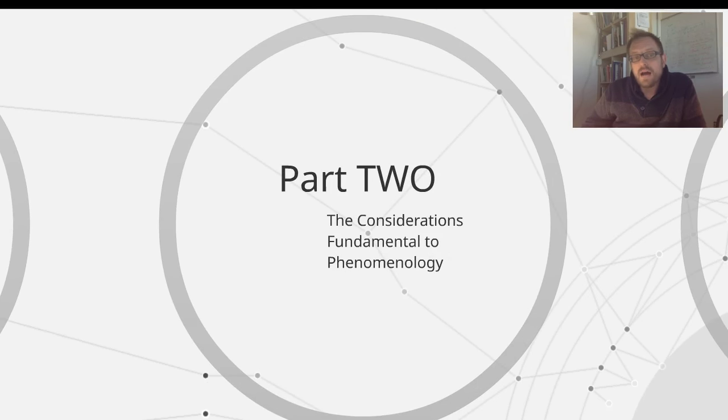Okay, and we're going to stop now. This video is now 1 hour long, so we're going to stop here. In the next video, we'll be taking a look at part two, and we'll be looking at the considerations that are fundamental to phenomenology. So at this point, we're sort of done looking at the naturalistic misconceptions and some of the groundwork categories, genus and species, and all that sort of stuff. In the next video, we'll actually start to look at phenomenology as phenomenology and start to do phenomenology proper.